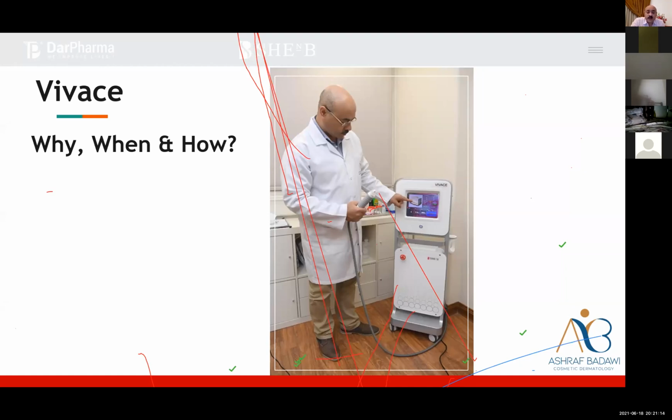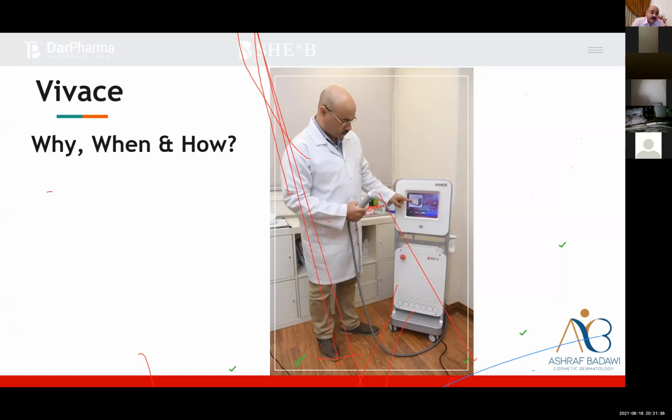I usually do 3 sessions, 3 to 4 weeks apart. Sometimes if we have scars, we can do shorter intervals, but in most of the cases, I do 3 sessions, 3 weeks apart, and then we wait for 4 to 6 months, and then we do maintenance sessions, which we do 2 to 3 times per year. Every 4 to 6 months, we do 1 session more.